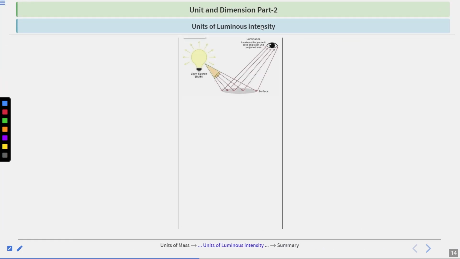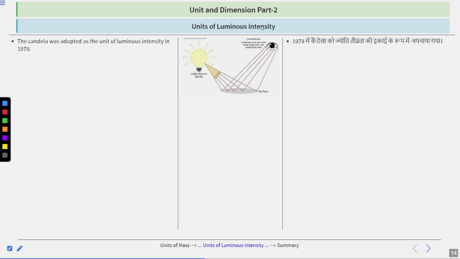Now, the unit of luminous intensity. If I ask you how the visibility is, how much light is there, you can say this much light. But if I ask you in scientific terms, how could you tell me? You require a particular standard so that you can measure it effectively, right? That's why we have the unit of luminous intensity too.